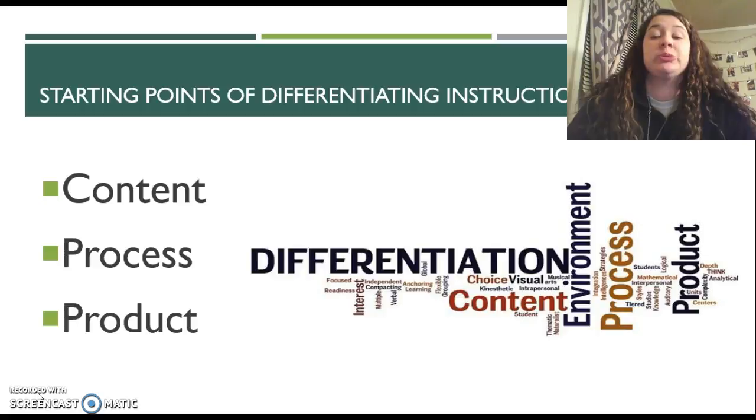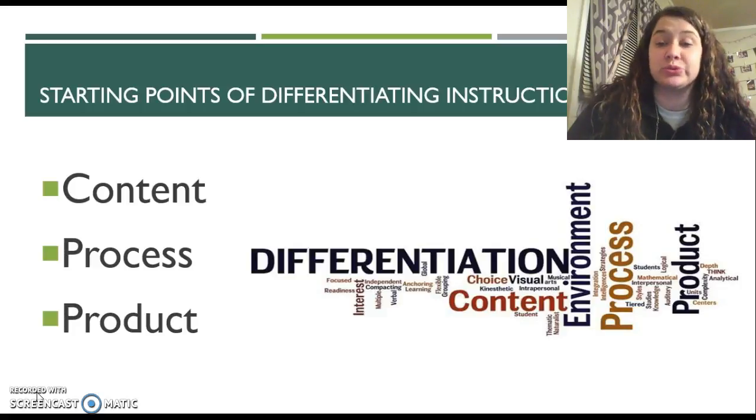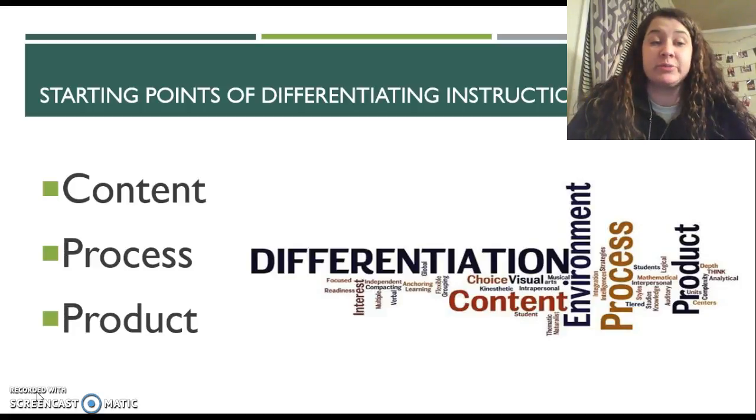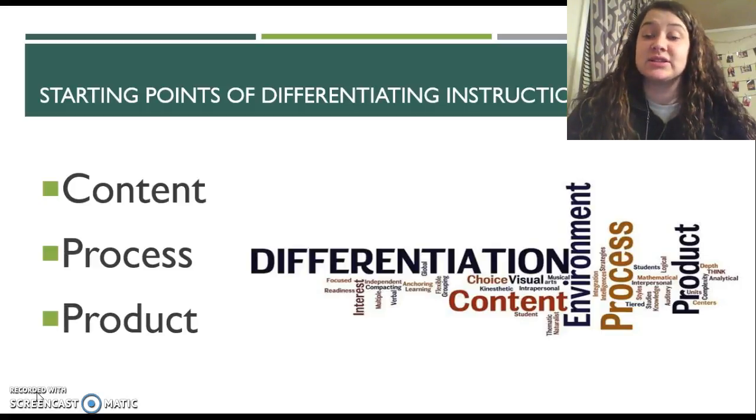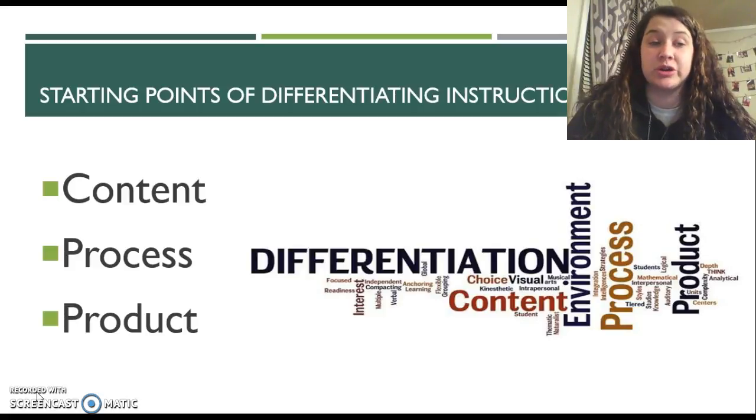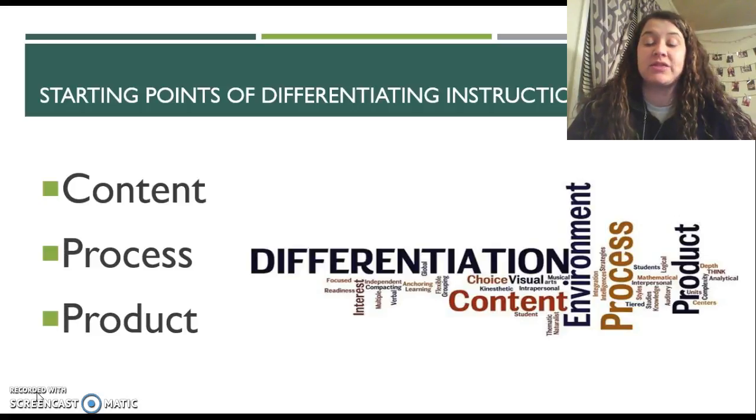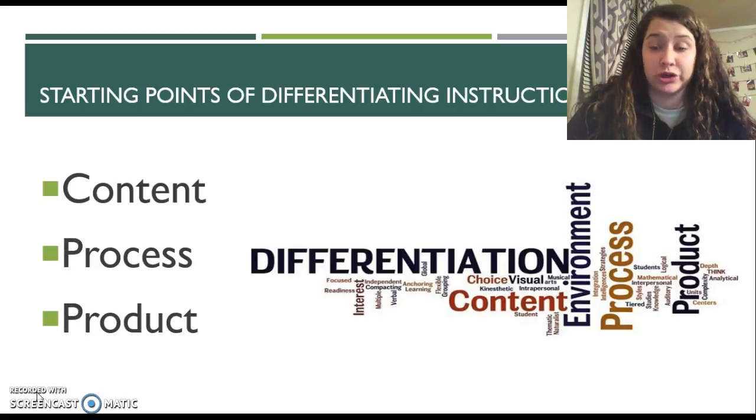All right, in order to begin differentiating instruction, there are three main elements to adjust, or three main starting points, so that teachers can meet the needs of their learners. First is content. This is the knowledge and skills that the students need to master. Next is process. This is the activities students use in order to master the content. And last is product. This is the method students use to demonstrate that they are learning.